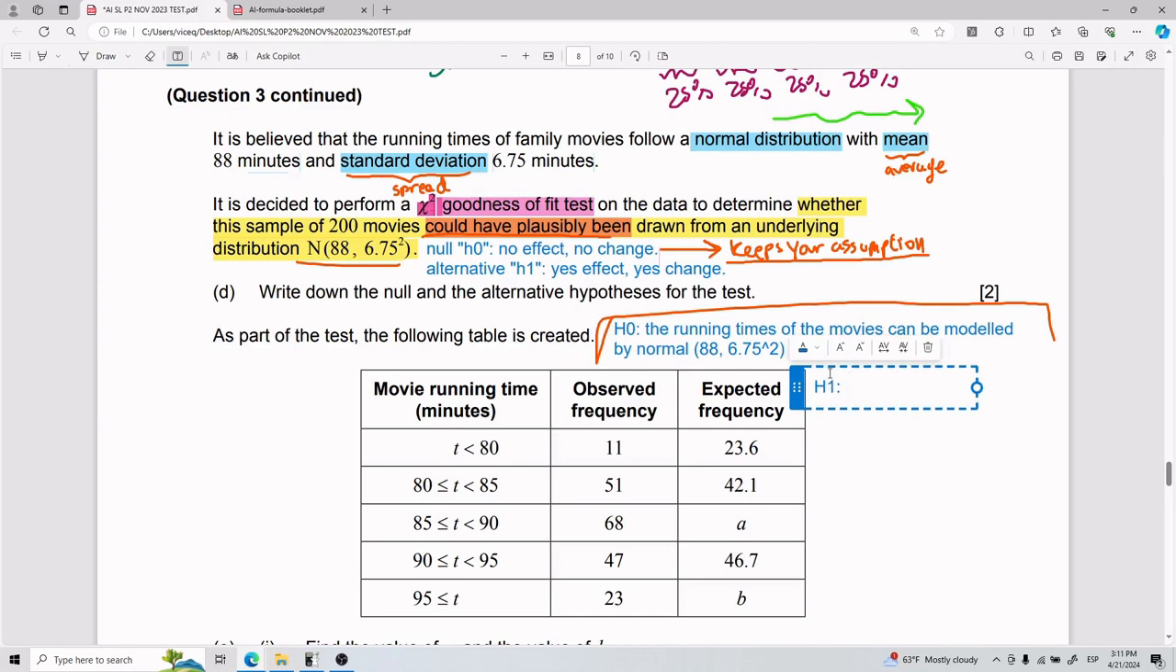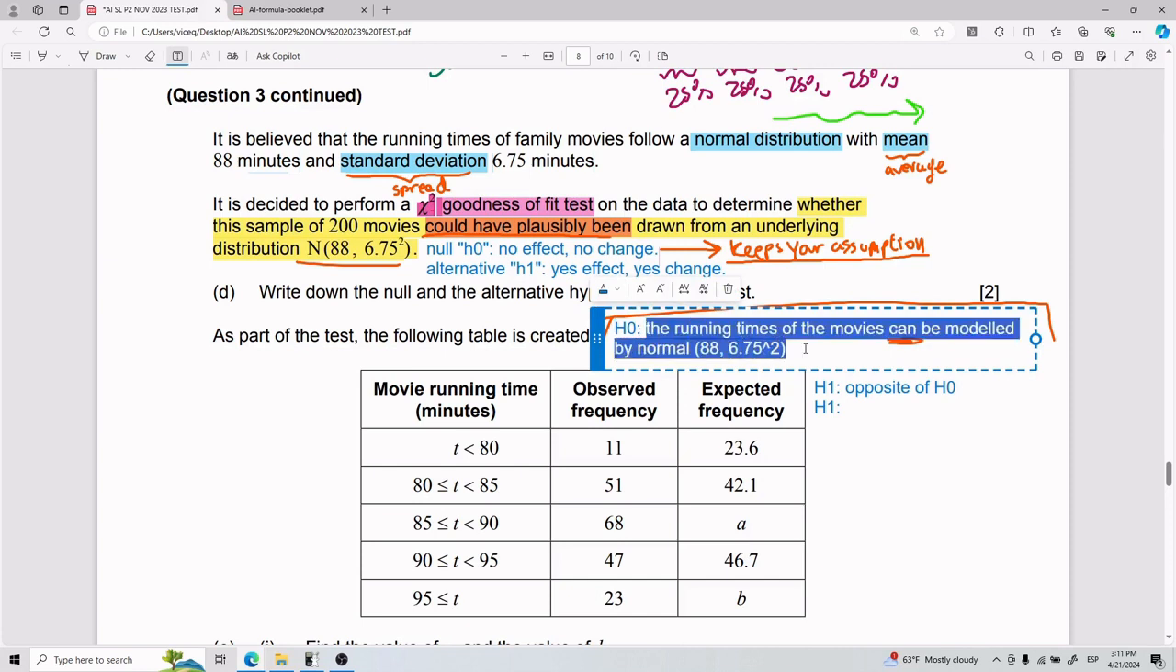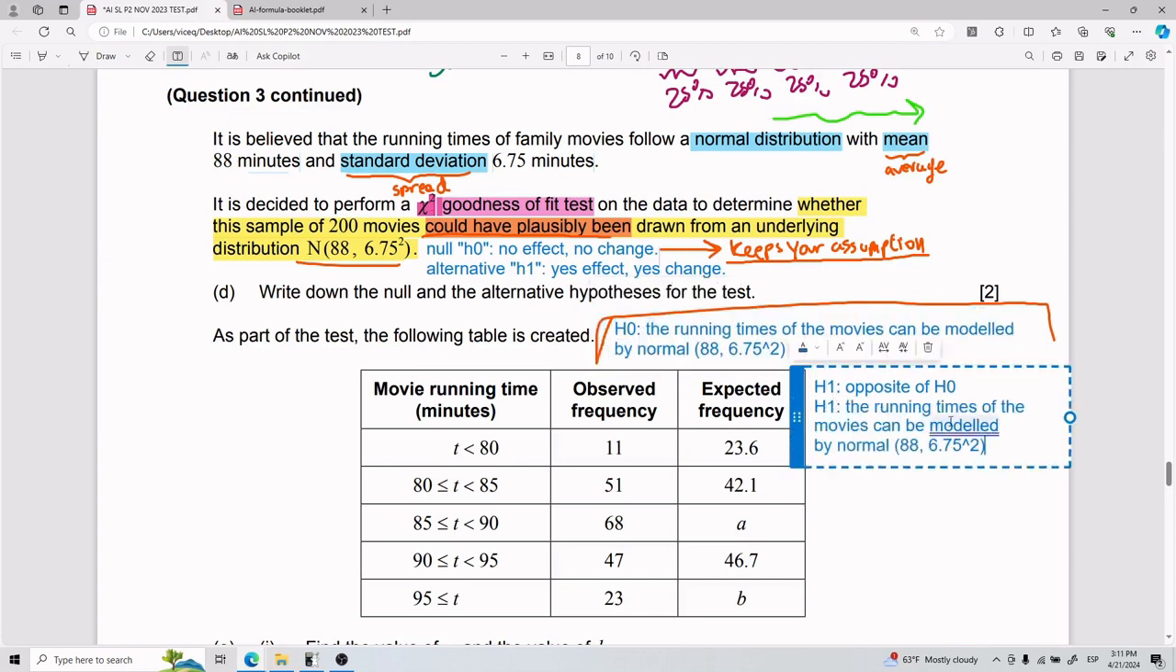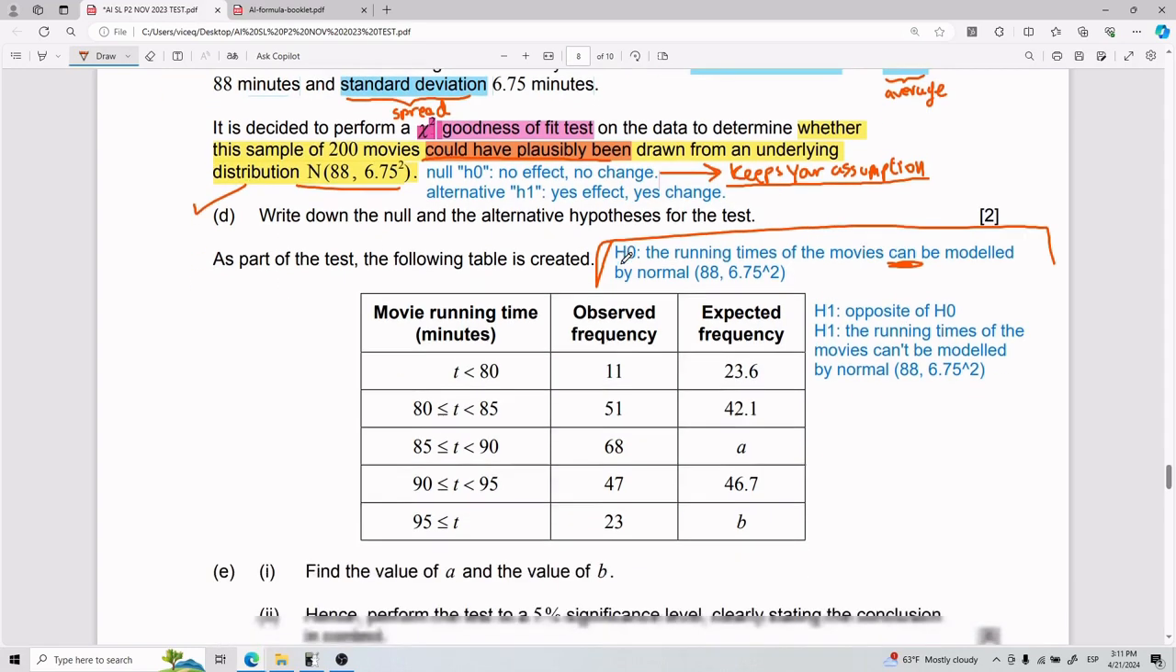All right, for H1, think about it as opposite of H0. Okay, and so if H0 is that the running times of the movies can be modeled by the normal, H1 is the opposite, that the running times of the movies can't be modeled by the normal. Yes, that small difference is all you need to do. H1 is opposite of H0. See? All right, so that is for part D.